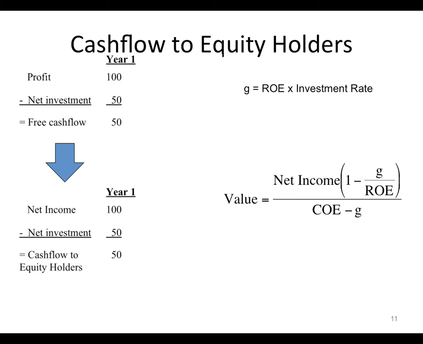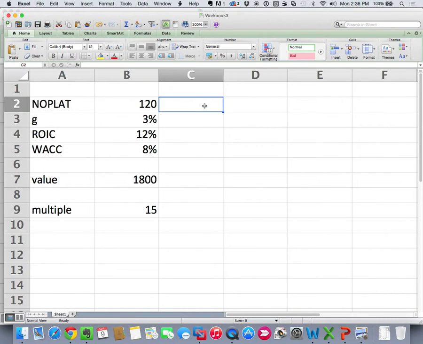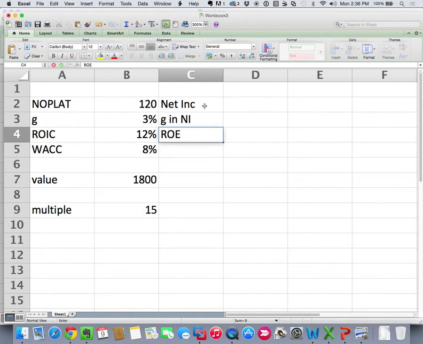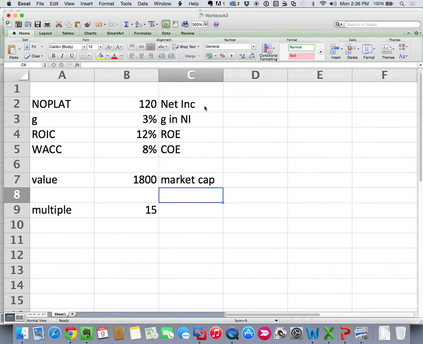So I can use the exact same key value driver equation to get a price to earnings multiple by making these substitutions. NOPLAT becomes net income. Growth becomes growth in net income. Return on invested capital becomes return on equity. And WACC becomes cost of equity. And value becomes market cap, the market value of the equity. And then the multiple becomes the PE. So I can use the same equation, just with those different terms, and that gets me a PE.